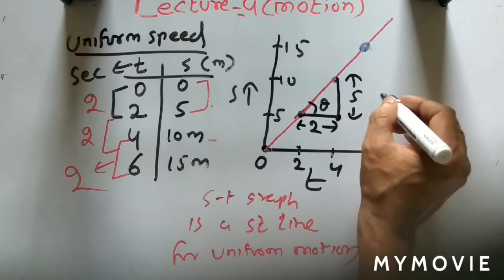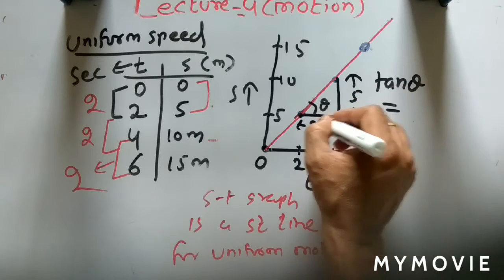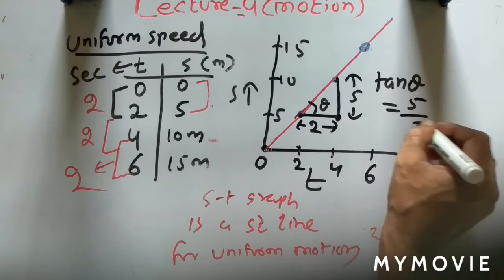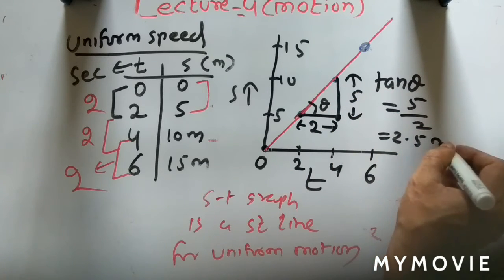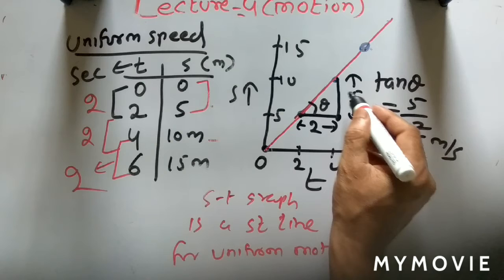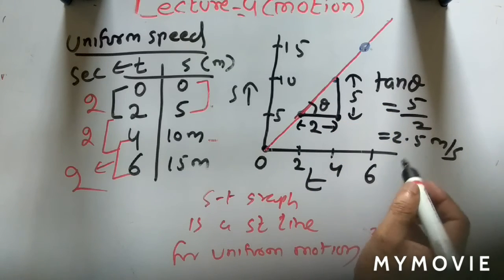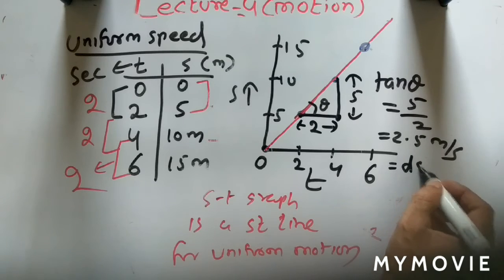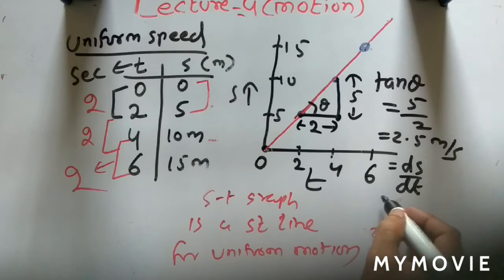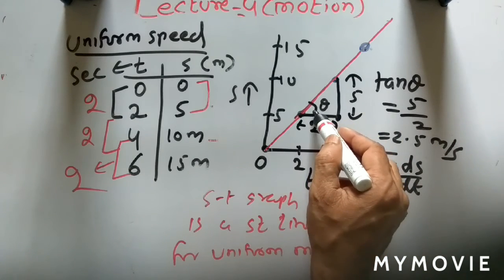And this is your theta. Then what is tan theta in this triangle? Tan theta is equal to P by B. P is 5, B is 2, so that is 2.5 meters per second. This tan theta is nothing but s by t, or you can say tan theta is equal to ds by dt, distance by time. So ds by dt is equal to what? Speed.